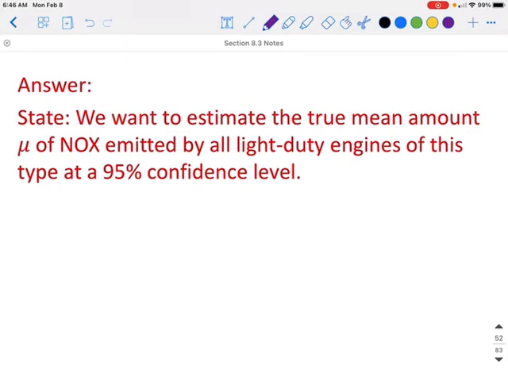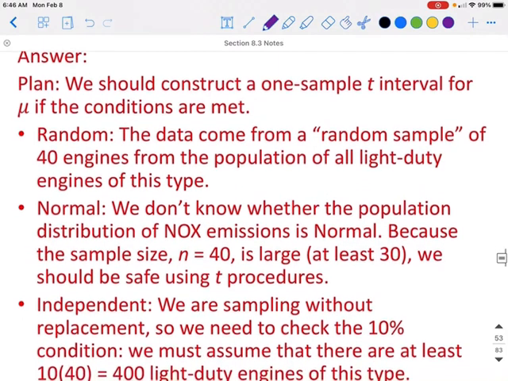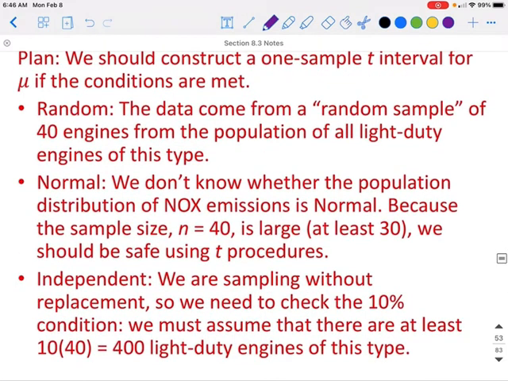So because this is a mean, and we do not know the population standard deviation, we are going to do a one sample T interval for mu if the conditions are met. And then you actually do have to write out and check the conditions. The data comes from a random sample of 40 engines from the population of light-duty engines of this type, so we can say that this is random.